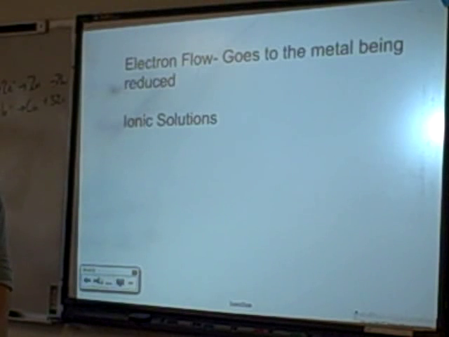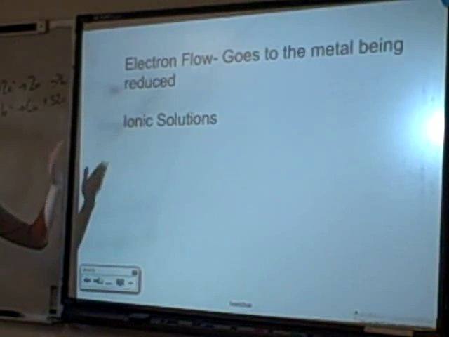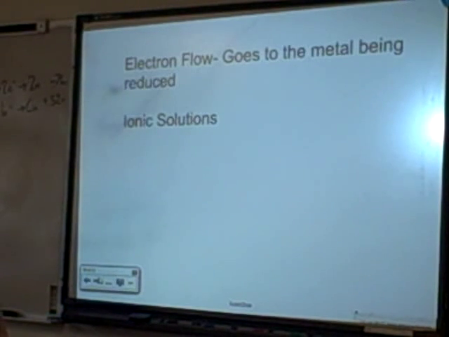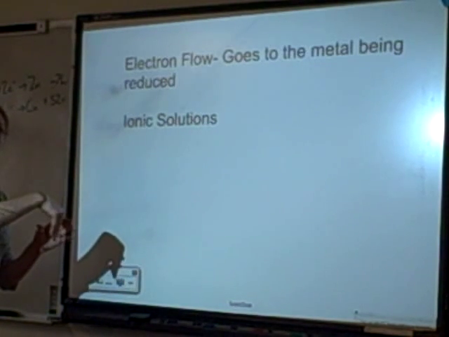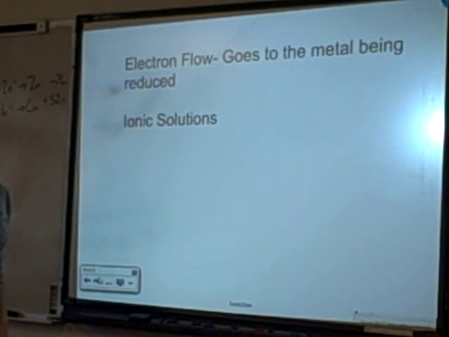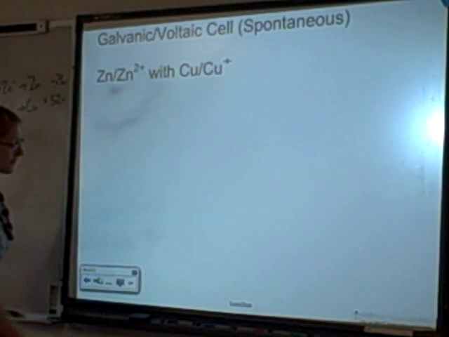You have to be able to figure out the electron flow. The electrons are going to the thing that is being reduced, for example the metal ion that's being reduced. And you'll want to label your ionic solutions. That's going to be your little positive ions floating around in contact with the metal electrodes. Those positive ions are often what gets reduced. Not always, but often. Okay, so let's make our galvanic or voltaic, whatever you fancy, cell.